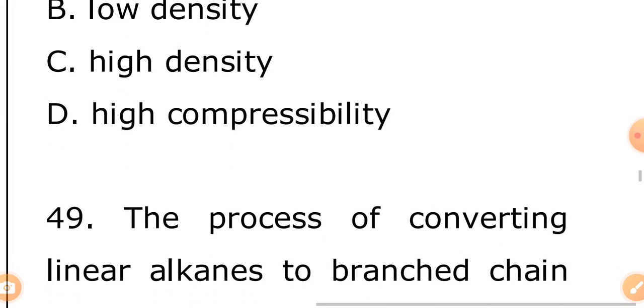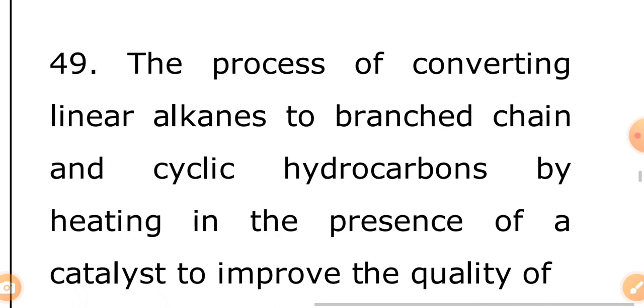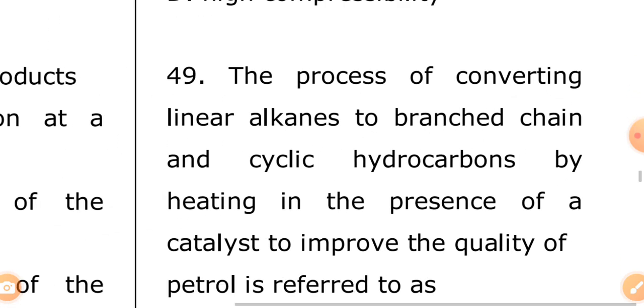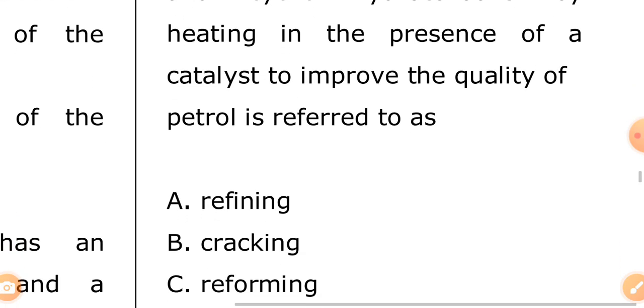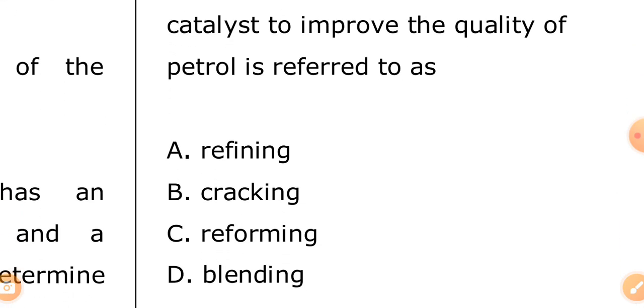Let's look at question 49. The process of converting linear alkenes, you know, organic chemistry. The process of converting linear alkenes to branched chain and cyclic hydrocarbons by heating in the presence of a catalyst to improve the quality of petrol is referred to dash. A, refining. B, cracking. C, reforming.